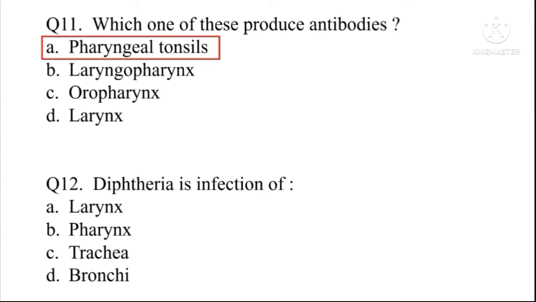Next question is, diphtheria is infection of. Options are option A, larynx, option B, pharynx, option C, trachea, and option D, bronchi. Diphtheria is the infection of nose and throat. So the correct answer is option B, pharynx.